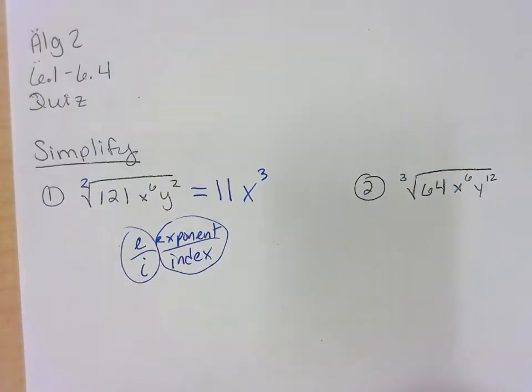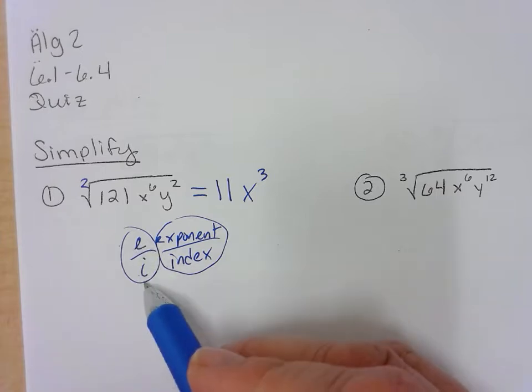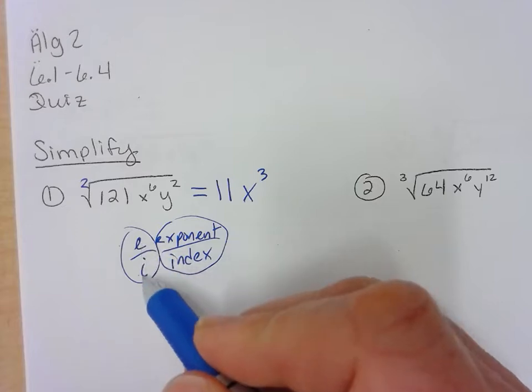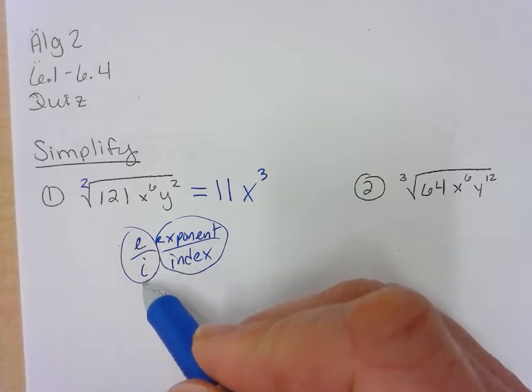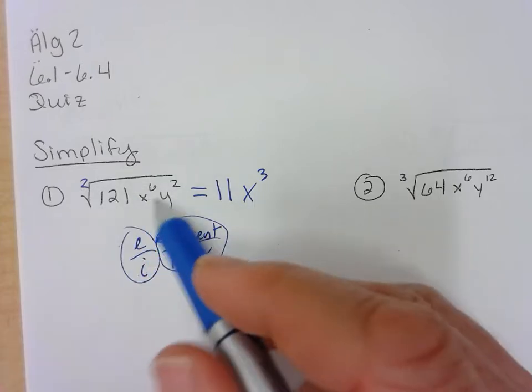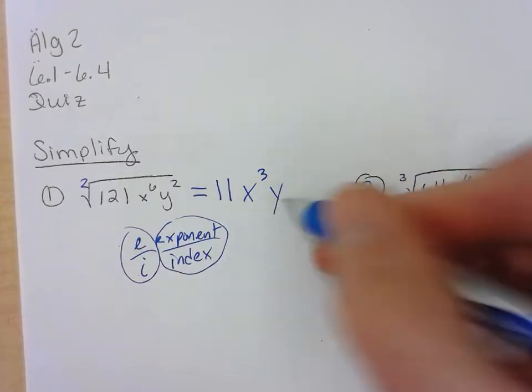And I sing a little song with it too. All the students know the exponents. E-I-E-I-O. The top number is the exponent. E-I-E-I-O. The bottom number is the index. E-I-E-I-O. You take the exponent divided by the index, you get 3. 2 divided by 2 is 1.